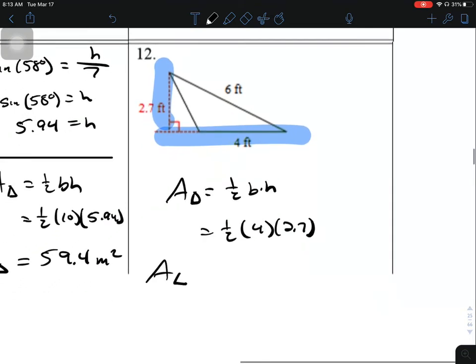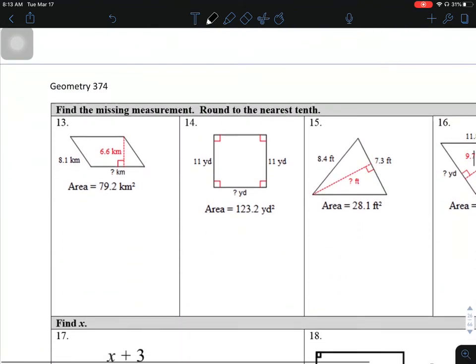So the area of this triangle is 5.4 square feet. My little triangle is dancing with me. It was purely an accident, and yet it was beautiful.